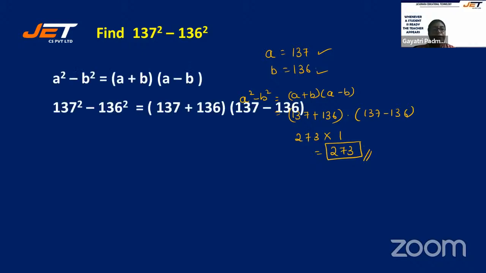Right, now let's see the key. See, a plus b into a minus b: 137 plus 136 into 137 minus 136. So we get 273 into 1, which is 273. All right, students, so I'm sure you have understood this, and you can quickly take this down, and when you find time, you can work it out again and check. Let's move on to the next question.